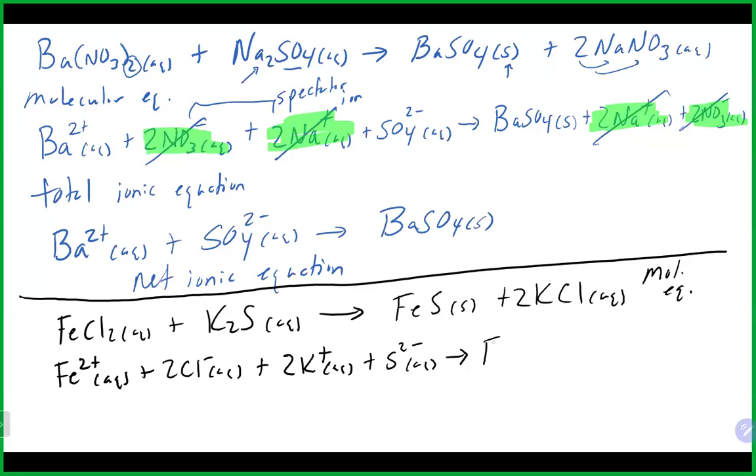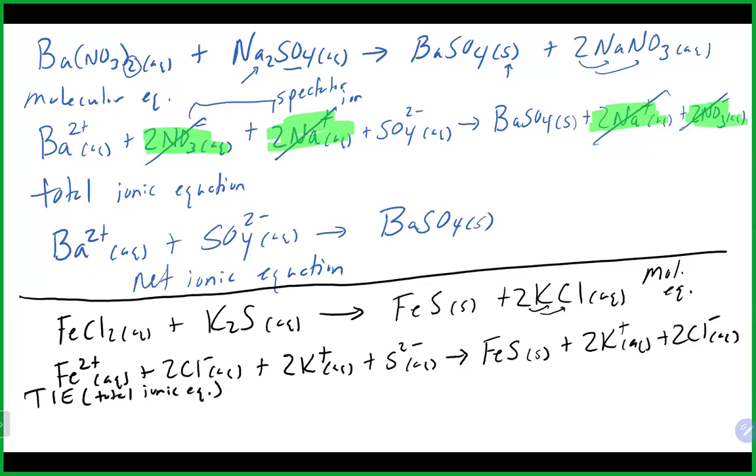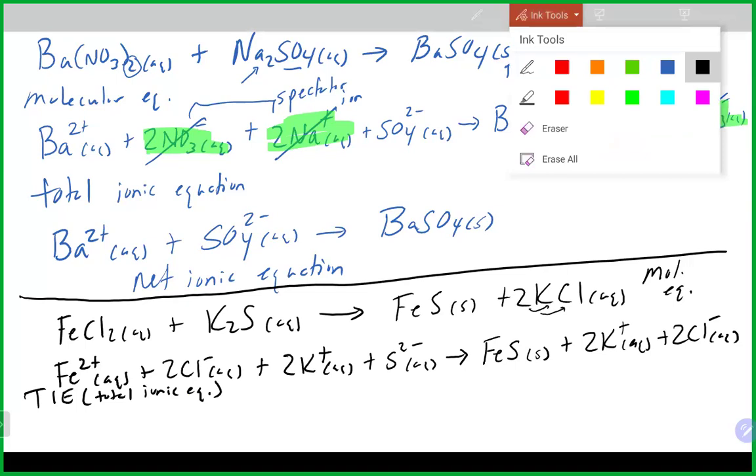Now we're going to get our iron 2 sulfide, which based on our solubility rules is a solid and will stay together. Our potassium chloride is a strong electrolyte, which means it will break apart, and that 2 goes for both of them. We'll get 2 potassiums and 2 chlorides in this case. And again, this is going to be our total ionic equation. I'll abbreviate it TIE there for short.